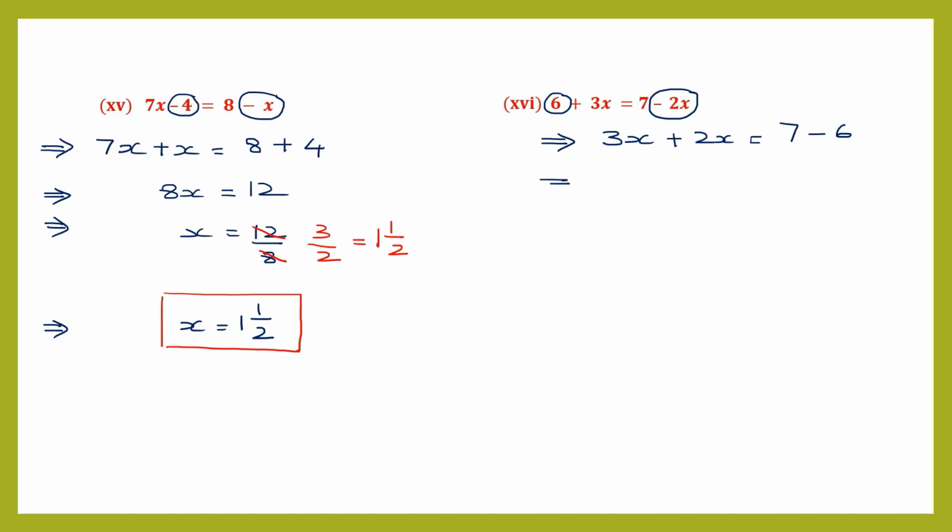So now I have 3x plus 2x is 5x and 7 minus 6 is 1. Now to find the value of x, I say 1 by 5. How did I get by 5? 5 is multiplication here. So when I take it to the right side, it becomes division and becomes 1 by 5. So I have solved for x. x is equal to 1 by 5.